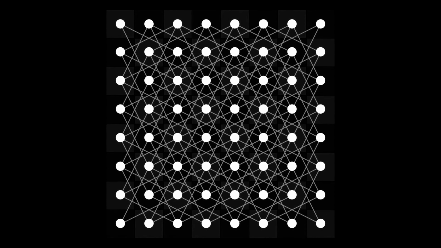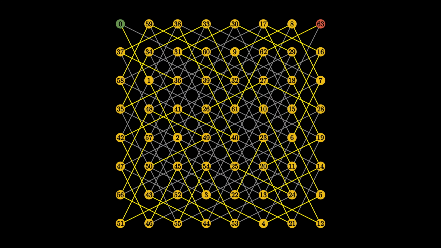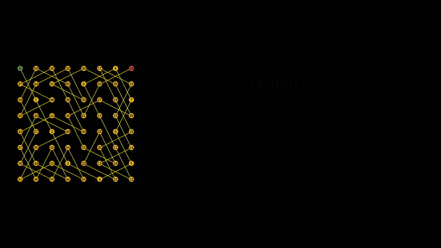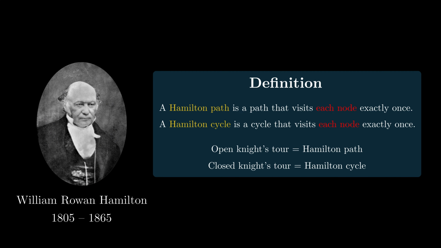Now, what exactly is a Knight's Tour from a graph theoretical perspective? An open or closed Knight's Tour on a chessboard translates to a path or cycle in the corresponding Knight's graph that visits each node exactly once. Furthermore, such paths or cycles have also their own names. They are called Hamilton paths or cycles, named after the mathematician Sir William Rowan Hamilton. Altogether, you should remember that an open Knight's Tour on a chessboard is essentially a Hamilton path, and a closed Knight's Tour a Hamilton cycle in the Knight's graph.